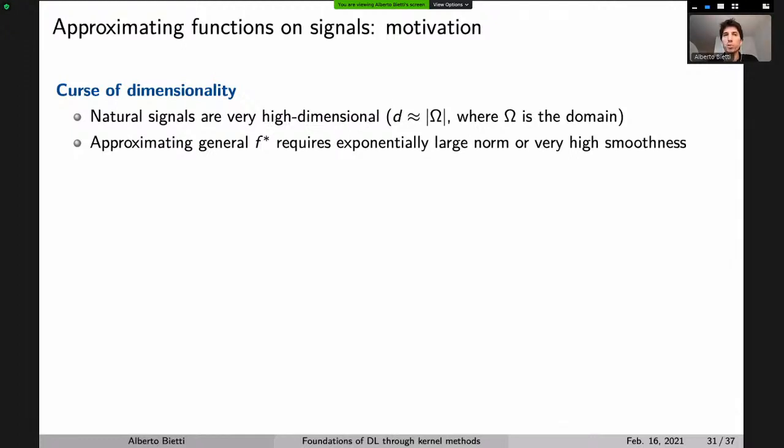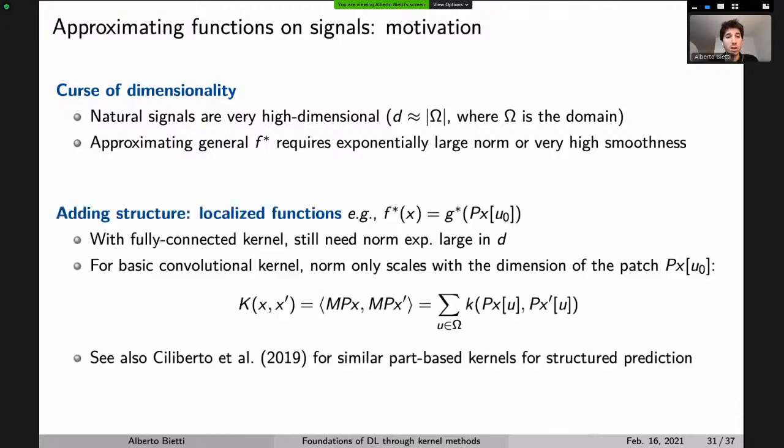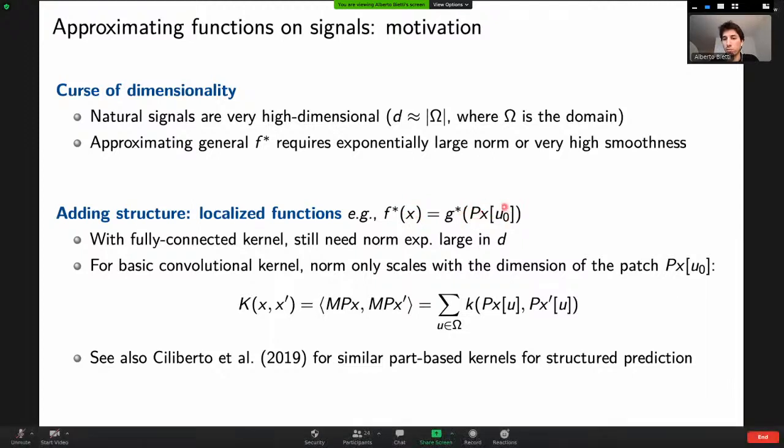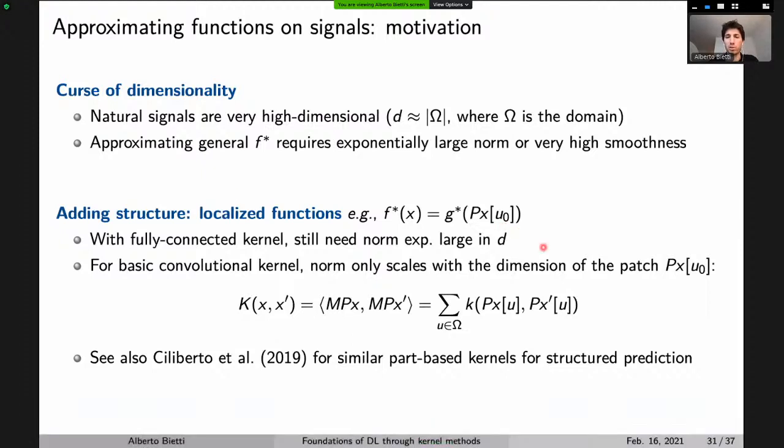So we need to assume something more about the functions. And one simple assumption that you might want to add is just that the functions are localized. So instead of depending on the entire signal, maybe you depend only on a patch of the image, which here I write as P x, with the same operator as before.